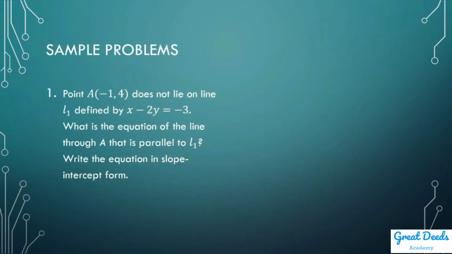So problem number 1. You have point A with coordinates -1, 4. It does not lie on line L1. And L1 is defined by this equation: x minus 2y is equal to -3. What is the equation of the line through A that is parallel to L1? Write the equation in slope-intercept form.